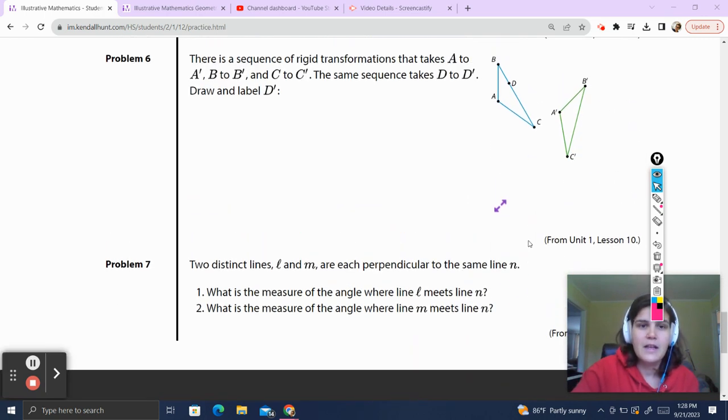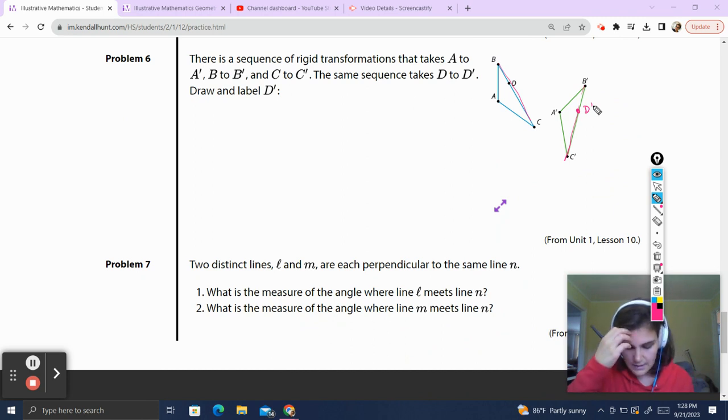Problem 6. There is a sequence of rigid transformations that takes A to A prime, B to B prime, and C to C prime. The same sequence takes D to D prime. So we've done this a few times. And what we do is we say D is in between B and C. So D is going to be in between B and C on the image. It's a little closer to B, so we're going to place it a little closer to B over there. And we're done.